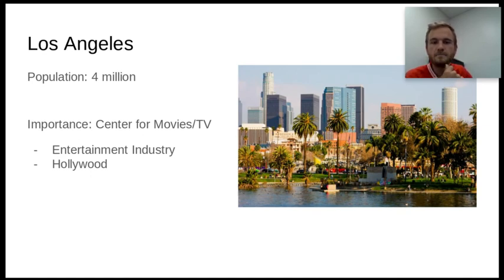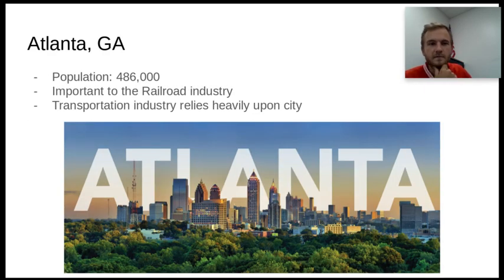So again, Los Angeles, center for entertainment. Last one here, Atlanta, Georgia. Atlanta is vital in terms of distributing goods throughout the eastern part of the United States because it has so many railways. They have the ports on the eastern side of the state that connect them to the ocean.